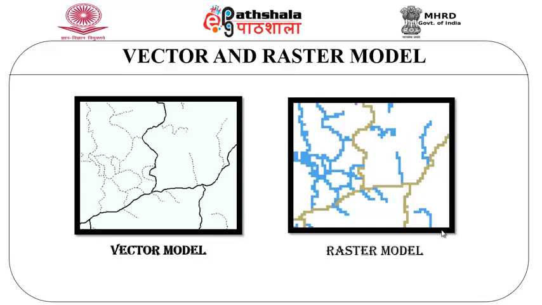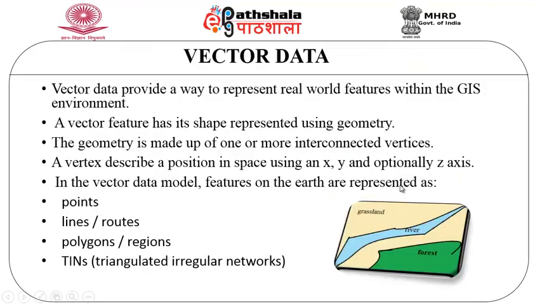If we look at the vector and the raster model, we can see that the vector model is very smooth in nature, whereas in the case of the raster data model, the data is not represented in a smooth fashion. Some of the characteristics of vector data are that it provides a way to represent real world features within the GIS environment, that is the Geographical Information System environment.